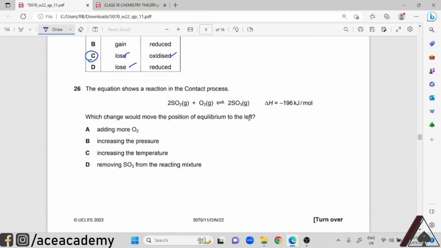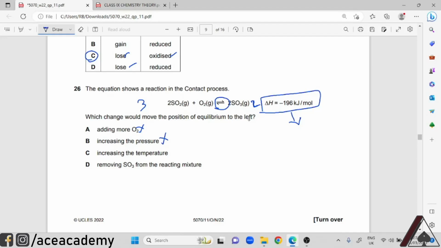26 says the equation shows a reaction in the contact process, and we know that this is a reversible reaction because of this double-headed arrow, and it is an exothermic reaction as well because the enthalpy change is negative. And we know that if we add more oxygen to it, the equilibrium shifts to the right because the amount of reactant is increasing. And if we increase the pressure, since this reactant side has more number of gaseous moles, which is 3, and product side has 2, we know that increasing the pressure will shift the equilibrium to the right. As a result, option B is not the correct answer as well, and option C says increasing the temperature.